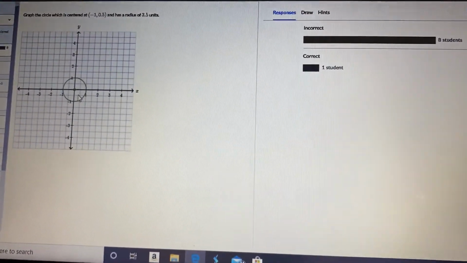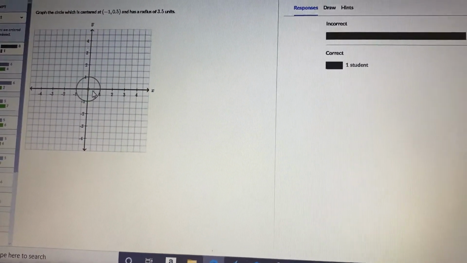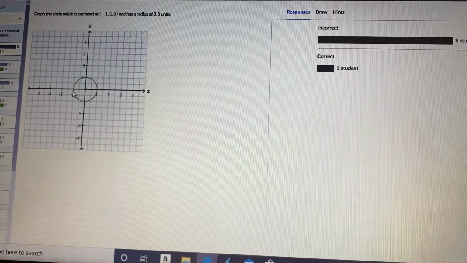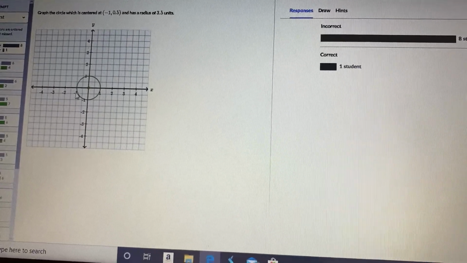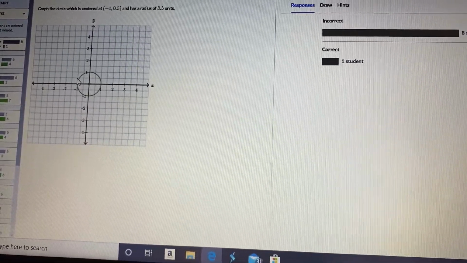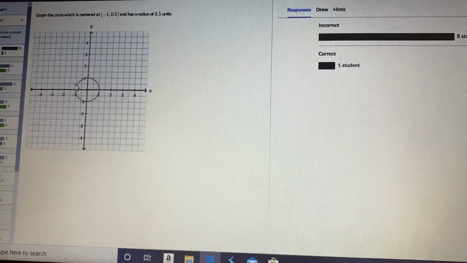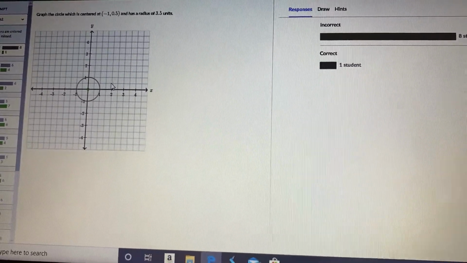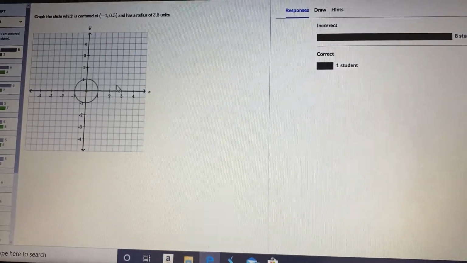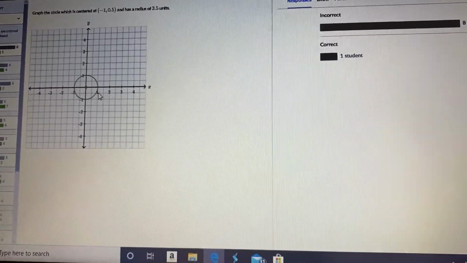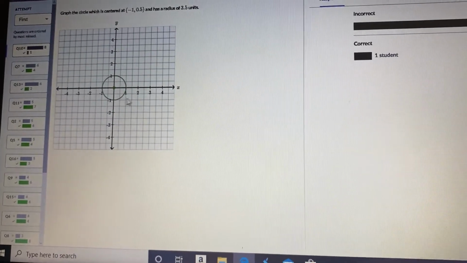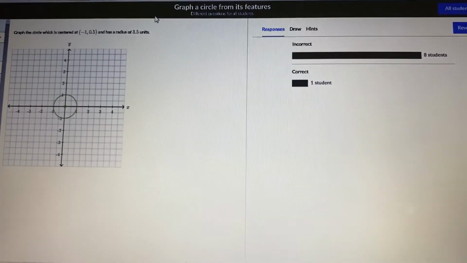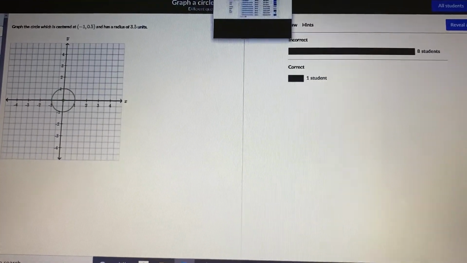Notice on this that it's counting by halves. So if you needed to center at -1, +0.5, it would be centered here. And then your radius would be 1, 2, 3.5. So just be careful. There's a few of these questions that it can pull from that count by halves and not wholes. But again, you can retake that as many times as you need to get those 4 correct.